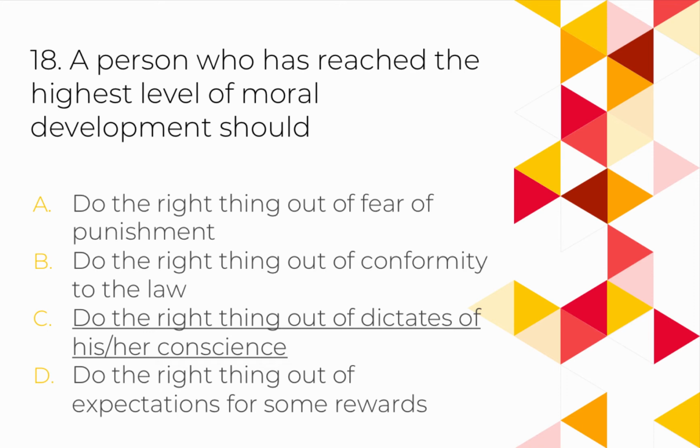The correct answer is C, which is the post-conventional level, and which is the universal ethical principle orientation, if you remember. Option A is in the pre-conventional level, which is the punishment and obedience orientation. Option B is in the conventional level, specifically the law and order orientation. And option D is also in the pre-conventional level, specifically the instrumental relativist or the self-benefit orientation. You scratch my back and I'll scratch yours. So may kapalit. Quid pro quo.